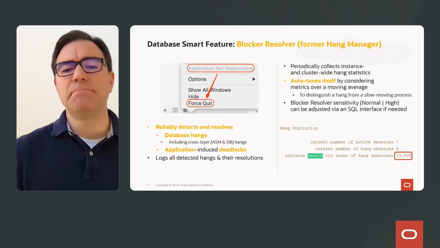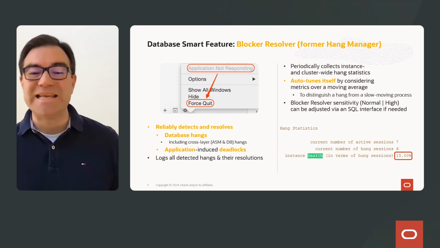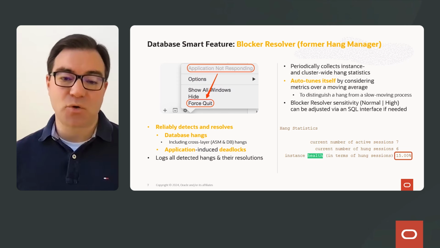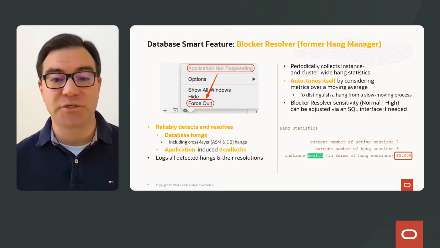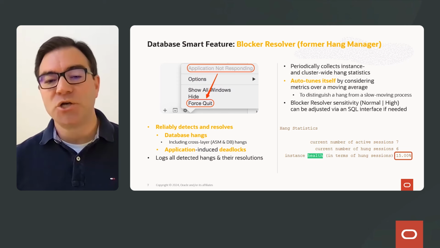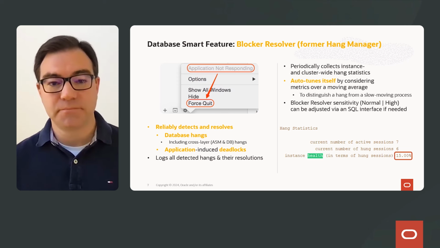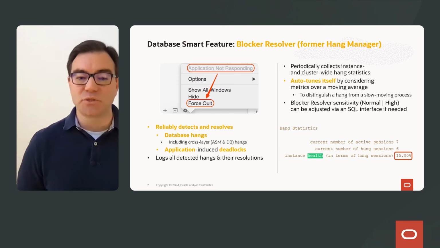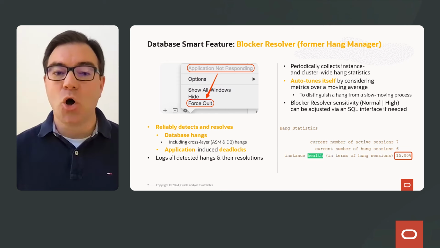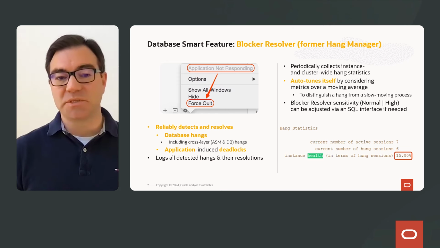Well, what makes it really a poster child database smart feature is that it periodically collects instance and cluster-wide hang statistics and auto-tunes itself by considering metrics over a moving average. That is particularly important because it's very hard for an automated system to distinguish a hang from just a slow-moving process. And it's particularly difficult for Blocker Resolver because Blocker Resolver, being a database smart feature, can be operated on different systems, small or slow systems, big and fast systems.